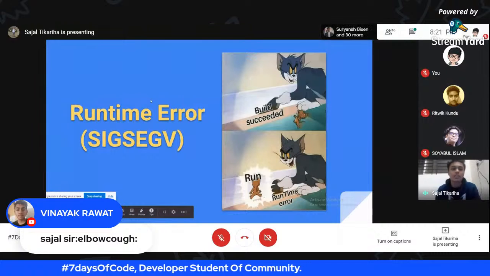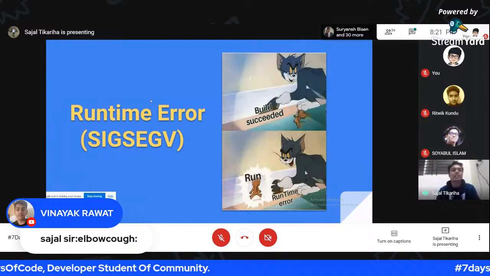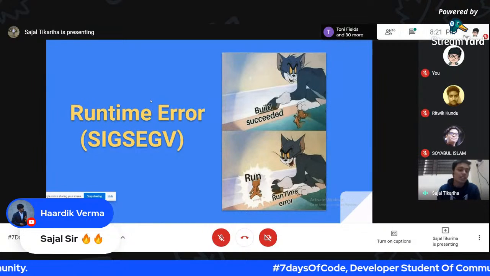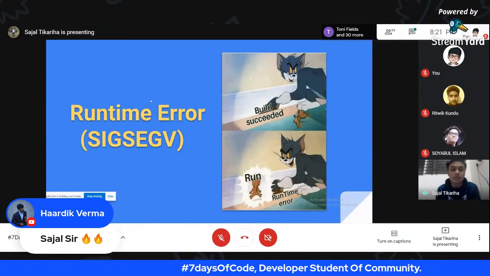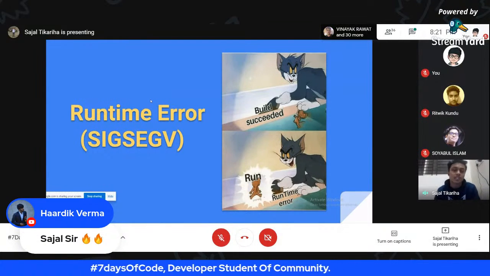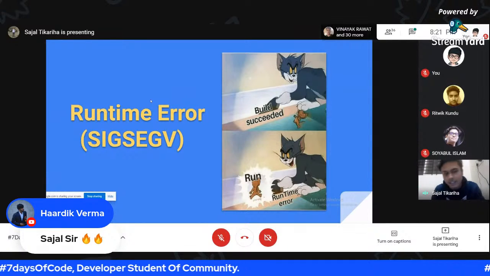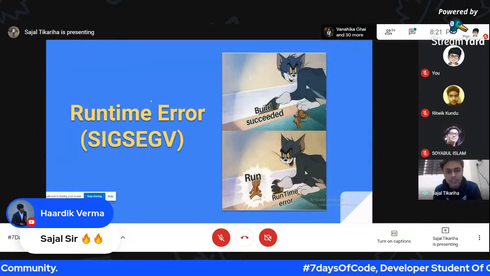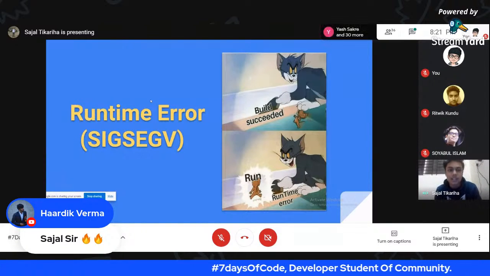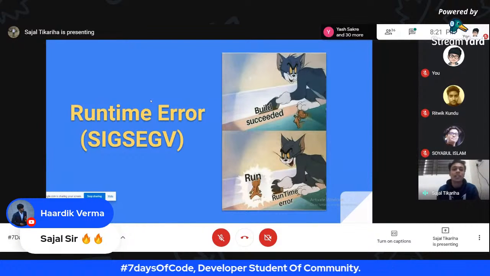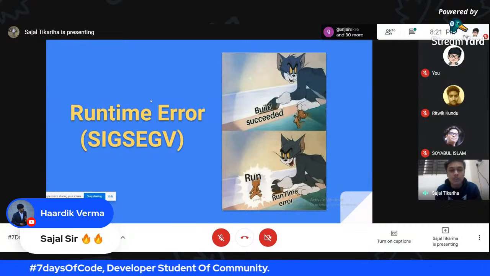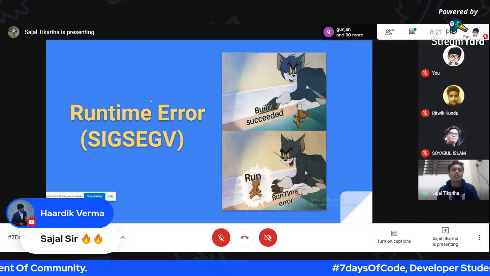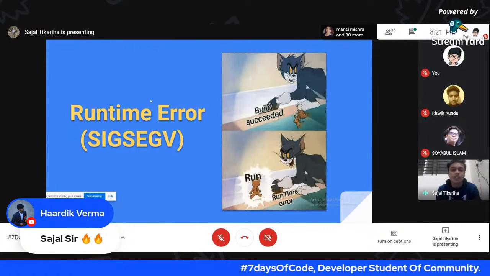Now it's time for runtime error. You might not have heard of this term SIGSEGV. It is a very common term for runtime error when it comes to CodeChef, CodeForces, etc. What it tells is that you are trying to allocate or access memory that is not accessible. Runtime error is for that. In basic terms, we call it segmentation fault.